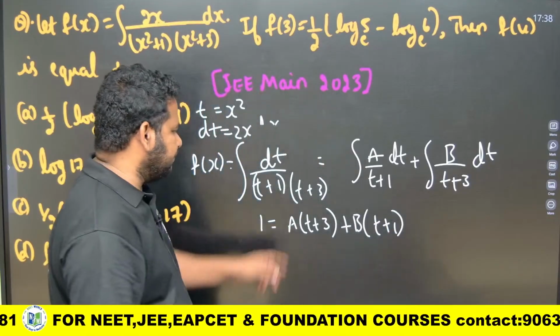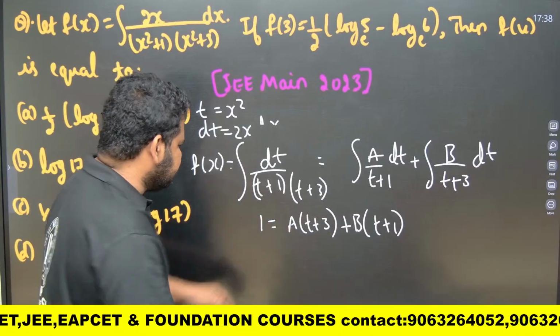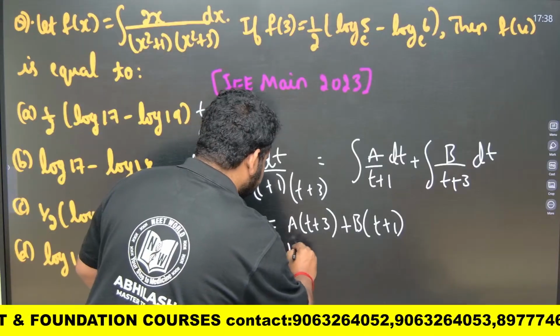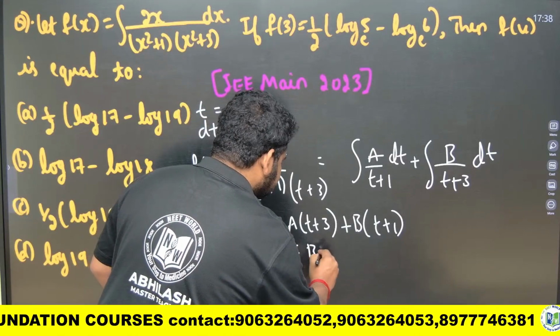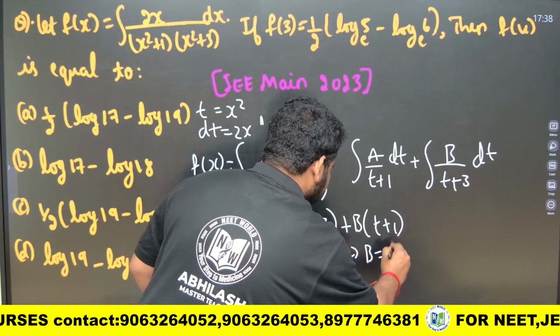Now, I want to find the value of b. So, I can put t is equal to minus 3. If I put t is equal to minus 3, this entire thing will become 0. So, 1 will be equal to b into minus 3 plus 1, which is nothing but minus 2. This implies b is equal to minus 1 by 2.